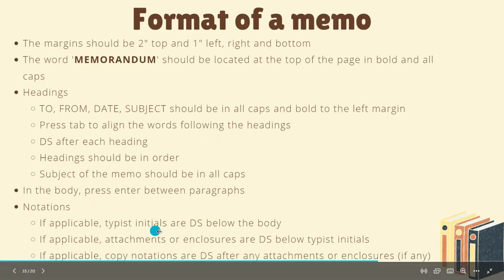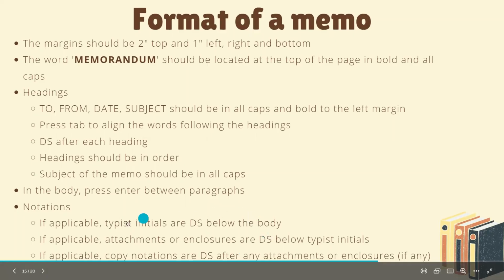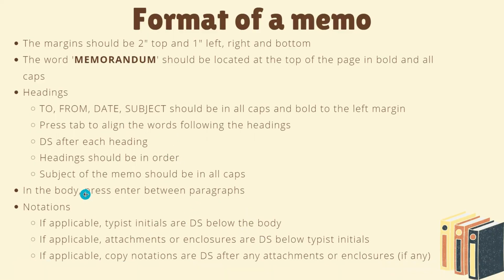Now, of course, typist initials are usually at the bottom of memos as well. And so your typist initials will be a double space below the body. If applicable, sometimes there are attachments or enclosures, and we normally put them a double space below typist initials. If there are any copy notations as well, remember, if we want to send something to Sally, but we also want to send it to Diane, we would put a copy notation at the bottom for Diane, and that's going to be a double space after any attachments or enclosures, if any, as well. And so we'll go through an example where we're going to see some of those being applied.